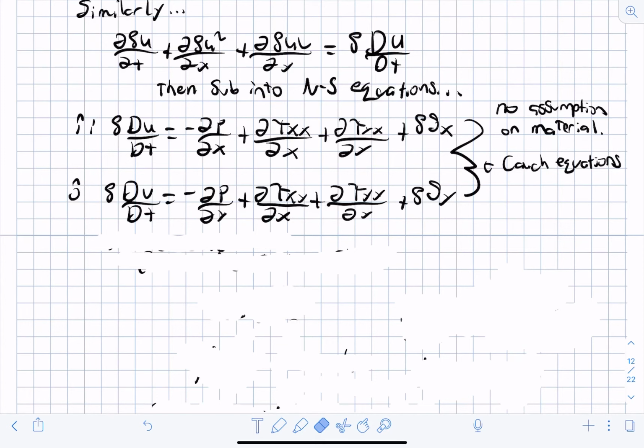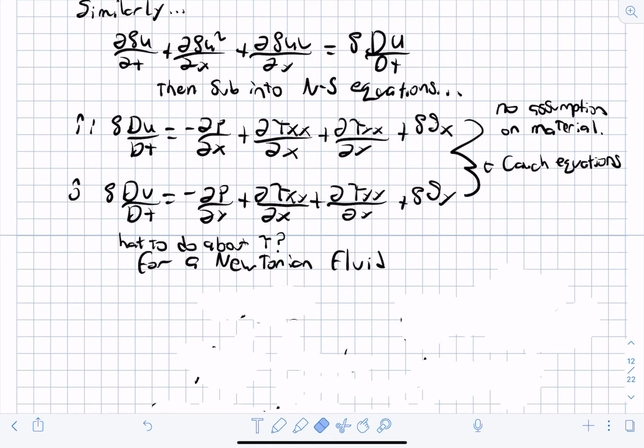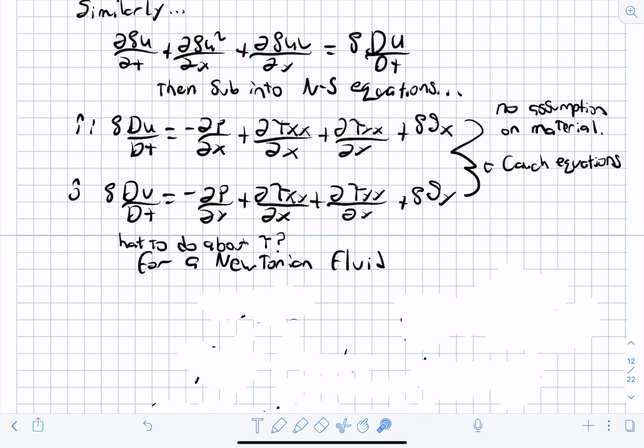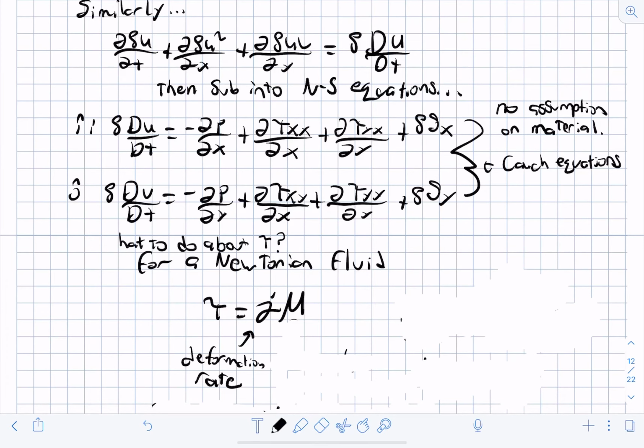Okay, so now, recall what to do about the shear stress. When we use Newton's law, a Newtonian fluid, and we use a stress law for a fluid, after we substitute in that stress law, then these become the Navier Stokes equations. Recall that the shear stress is just the strain rate of the fluid times the viscosity. The strain rate is just the deformation rate, and the viscosity is just a property.